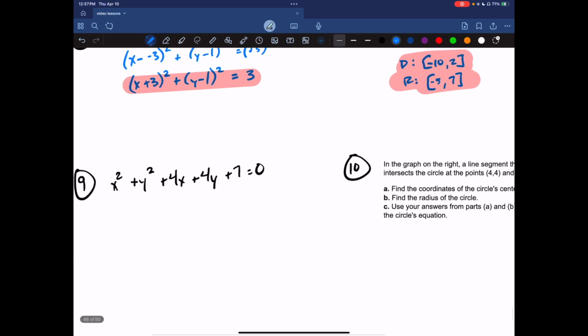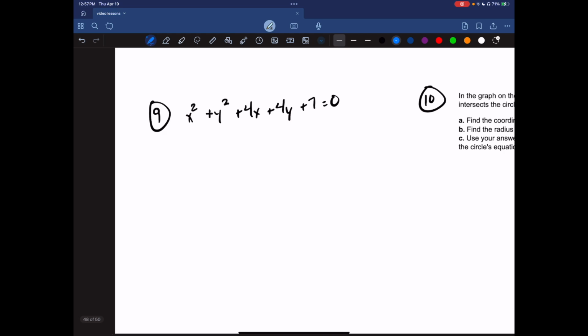There you go. Now, a lot of times when you get to these circle equations, remember that your basic formula is going to be x minus h squared plus y minus k squared equals r squared. Well, obviously on number 9, this looks nothing like that, but we need to make it look like that. So we can start off by saying it's going to be x squared plus 4x plus y squared plus 4y. And I'm going to move that 7 to the other side, so it's going to be -7.